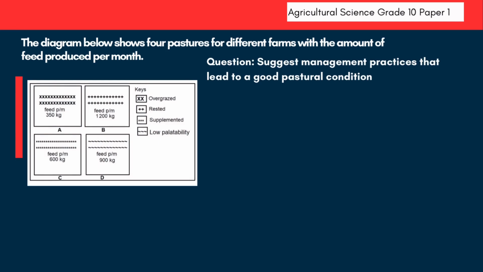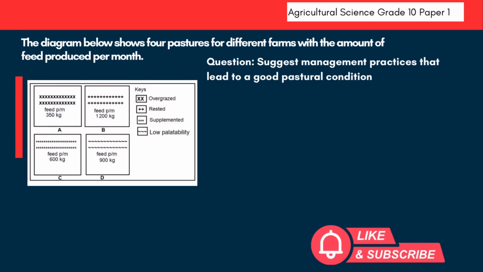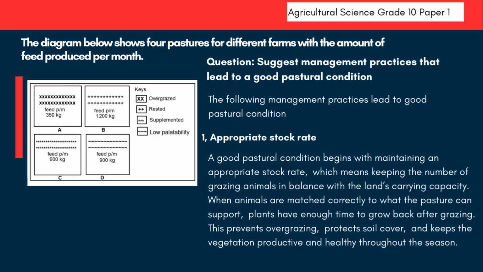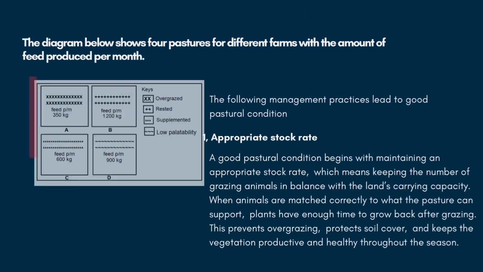Question: suggest management practices that lead to a good pastoral condition. The following management practices lead to good pastoral condition. 1. Appropriate stock rate. A good pastoral condition begins with maintaining an appropriate stock rate, which means keeping the number of grazing animals in balance with the land's carrying capacity. When animals are matched correctly to what the pasture can support, plants have enough time to grow back after grazing. This prevents overgrazing, protects soil cover, and keeps the vegetation productive and healthy throughout the season.